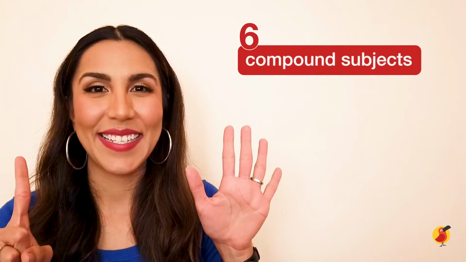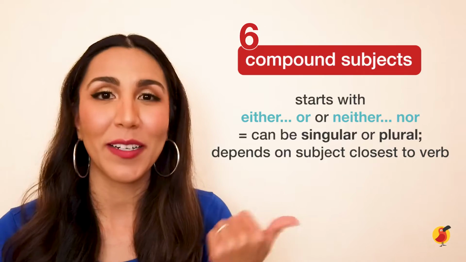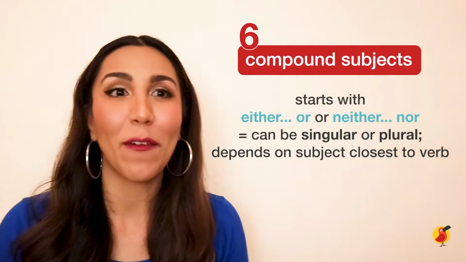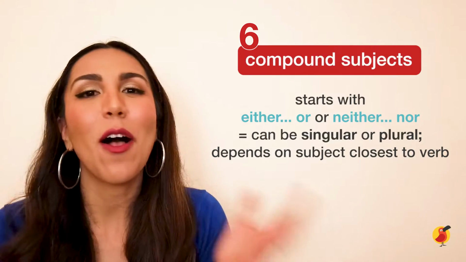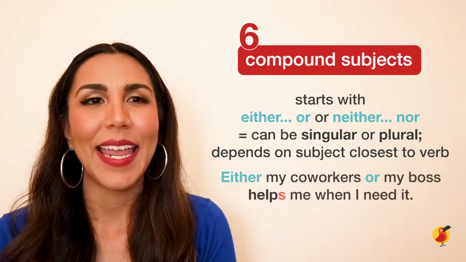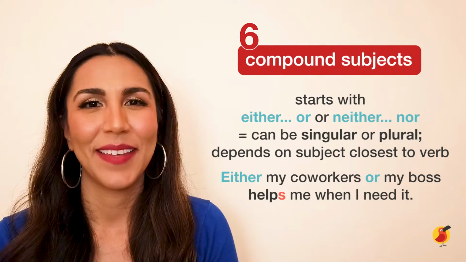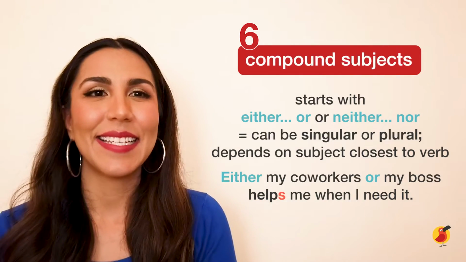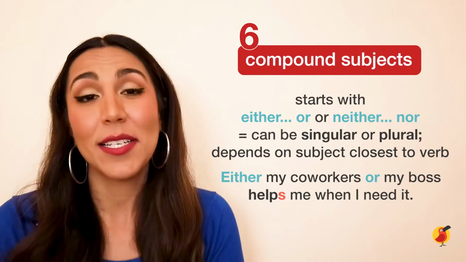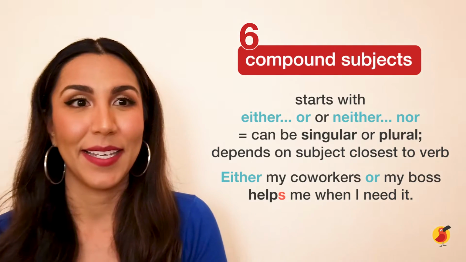Rule number 6. Compound subjects with the words either or neither nor can take either a singular verb or a plural verb. It will all depend on the subject closest to the verb. Either my coworkers or my boss helps me when I need it. As you can see in this sentence, the subject right before the verb is my boss, which is singular. So the verb is also singular, helps.